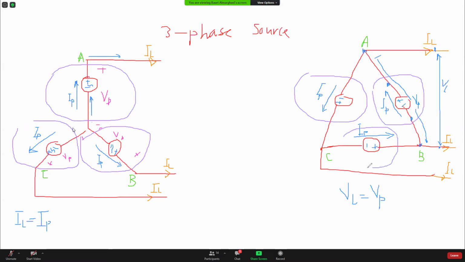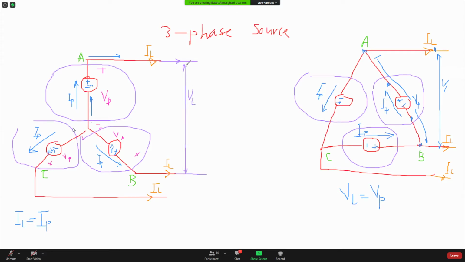Three phases connected together, either in Y or delta. What goes through the phase, we call it phase current. What is across the phase, we call it phase voltage. Then we have the line. What goes in the line, we call it line current. What is between the lines, we call it the line voltage.